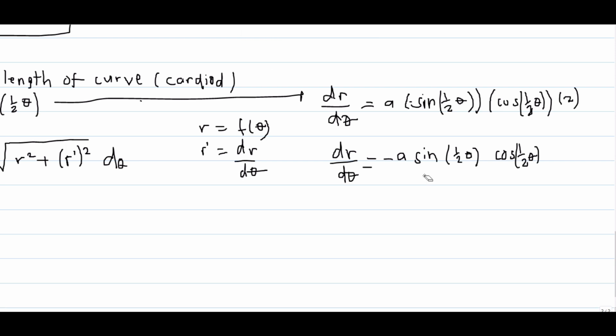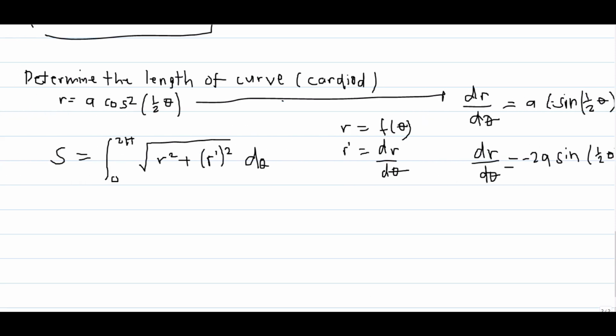Okay, so take note, we have 2 here, so we can now write this 2 here. So negative 2a sine quantity of 1/2 theta times cosine 1/2 theta. Okay, so we can now substitute that.